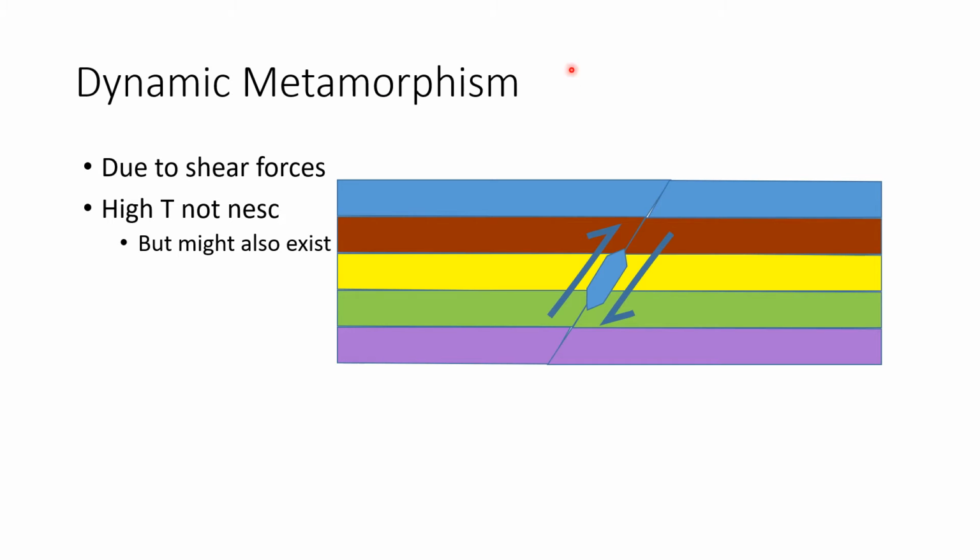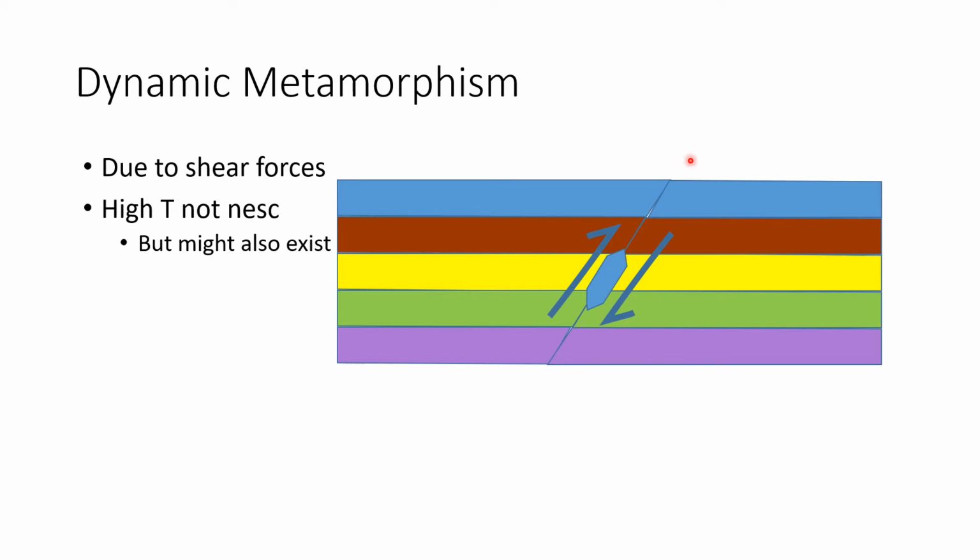Third type of metamorphism is the idea of dynamic metamorphism. So this is due to shear forces. Now, shear forces means that there's a directionality to them. If you just bury stuff deep, deep, deep down, everything's under pressure, but it's pressure the same from all sides.